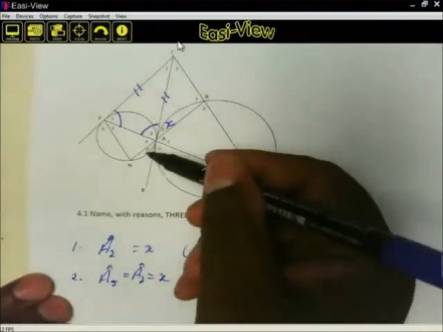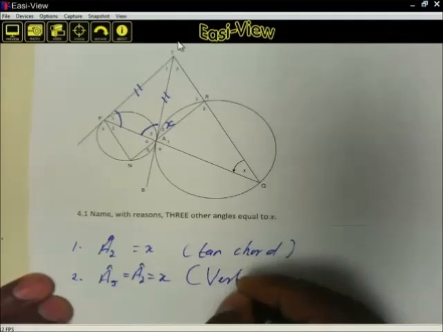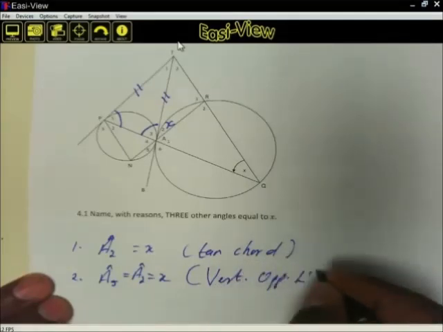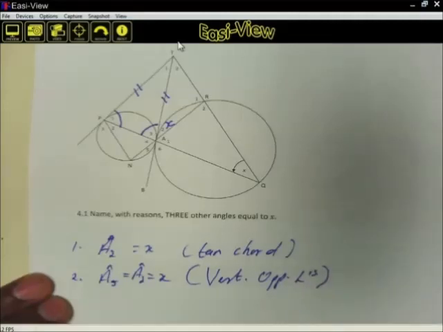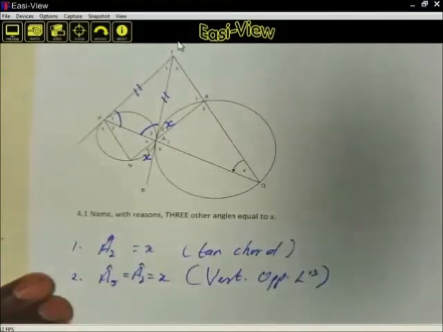Why do I say A5 is equal to A2? Because those are the vertically opposite angles. So we go to A5, you mark it x as well. A5 is also equal to x.